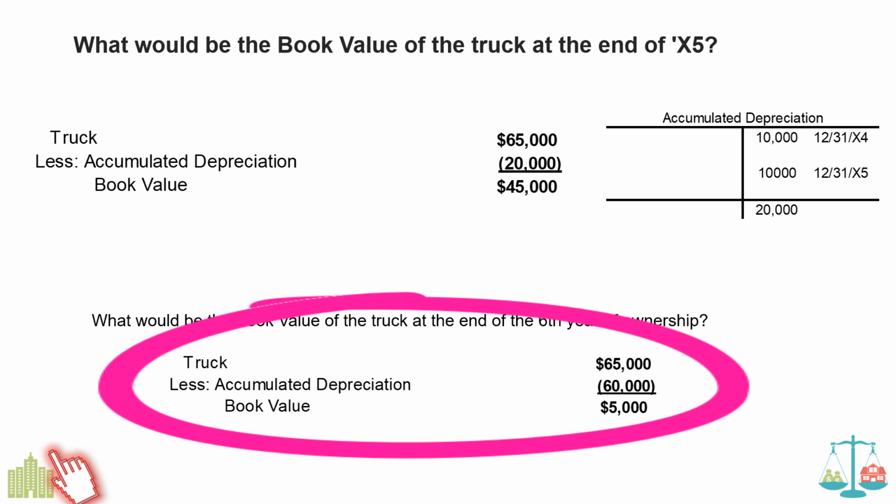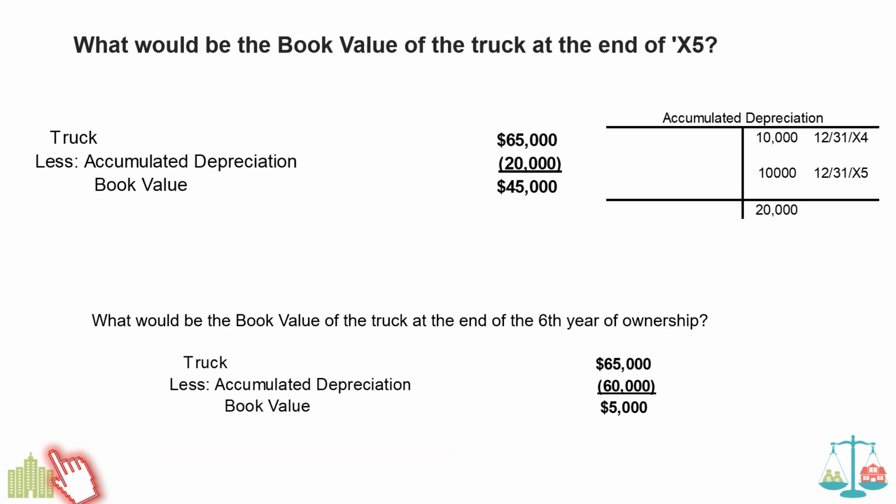Accumulated depreciation would be $60,000. The capitalized cost was $65,000, and the book value at the end of the sixth year is $5,000. What does that $5,000 really represent? That was our original estimate of the salvage value. See, we're depreciating it down to what we think we can sell it for, or its salvage value, at the end of its useful life of 6 years.